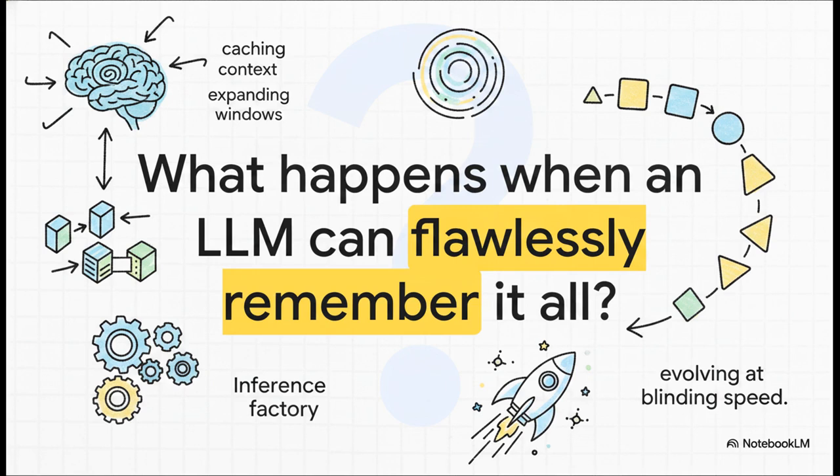Which leaves us with this final thought for today. We've seen how the inference factory works, how tokens are chosen, and how caching lets us expand that working memory. But as these context windows continue to expand and optimization techniques just keep getting sharper, what new human-like capabilities will emerge when an LLM can flawlessly remember everything you have ever told it in a single prompt? The field of inference is evolving at blinding speed, and I really hope this explainer has given you the foundational lens to watch it all unfold.